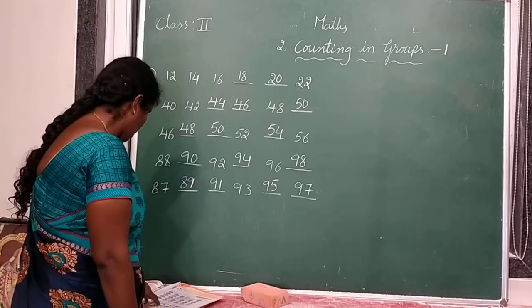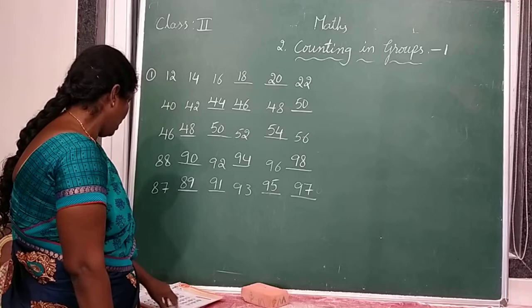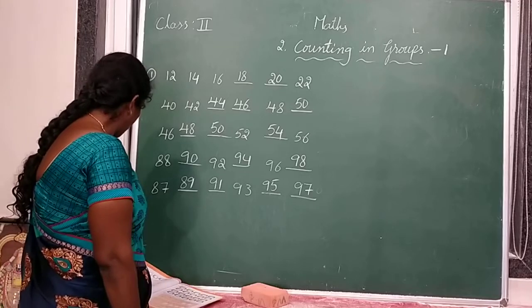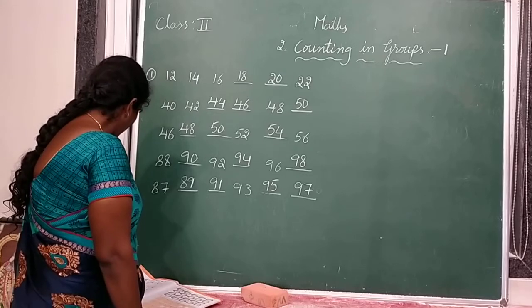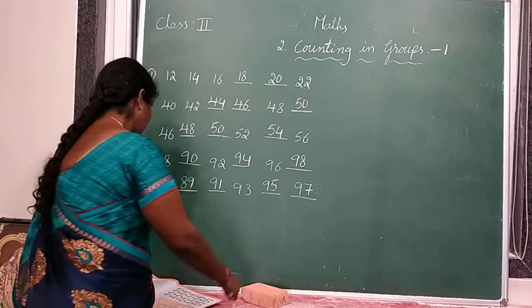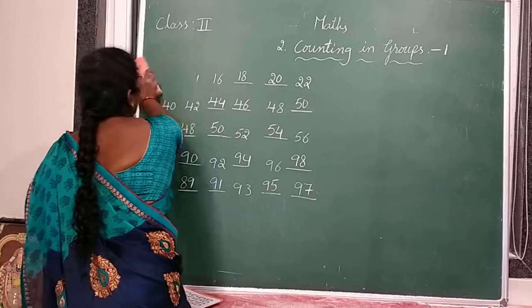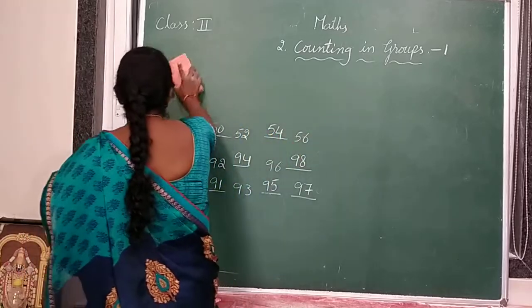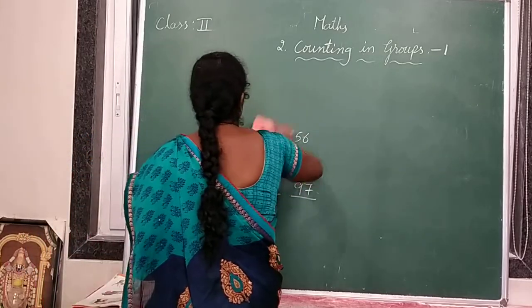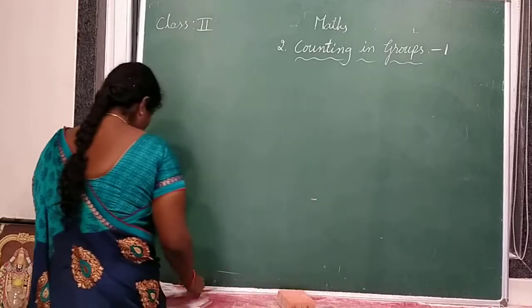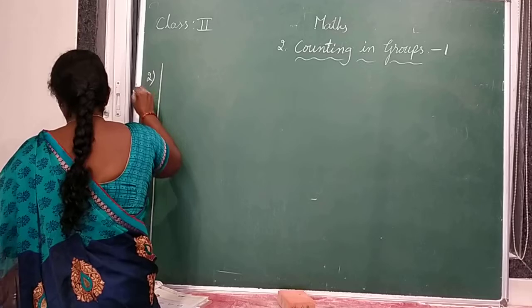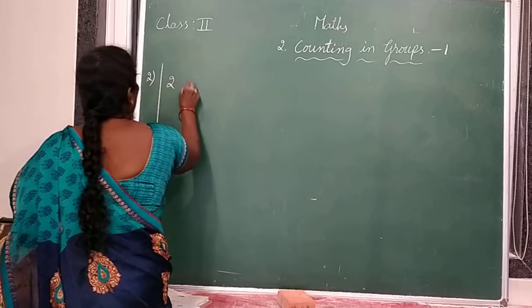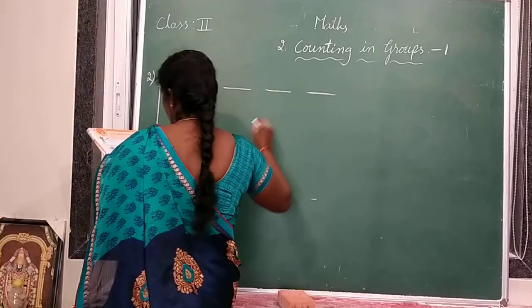And second bit also, write the next 4 numbers by counting in twos. So try the second bit also. Write the next 4 numbers.